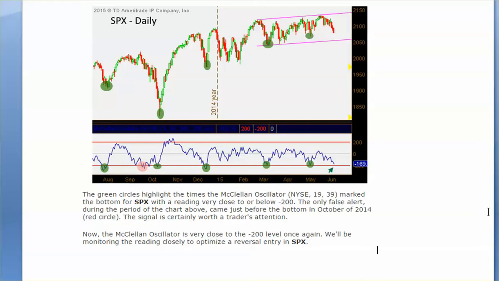Now, the McClellan Oscillator is very close to the minus 200 level once again. Be monitoring the reading closely to optimize a reversal entry on the SPX. So here we are talking about reversal entries and divergences and the like. Where is this going to go?